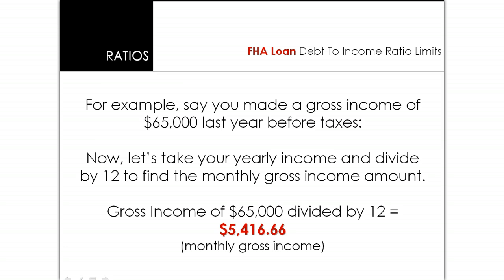For example, let's say you made a gross income of $65,000 last year before taxes. Now let's take your yearly income and divide by 12 to find your monthly gross income amount. Gross income of $65,000 divided by 12 equals $5,416.66, which is your monthly gross income.